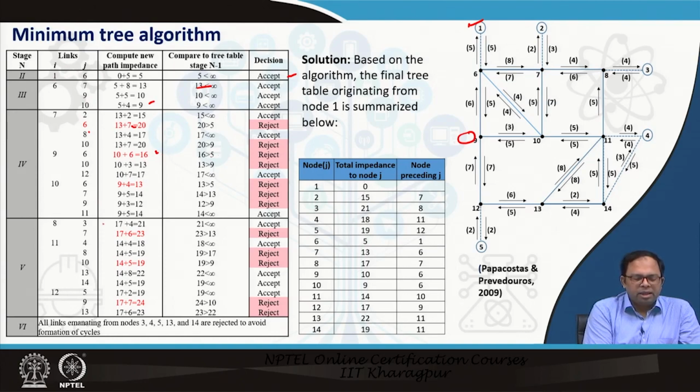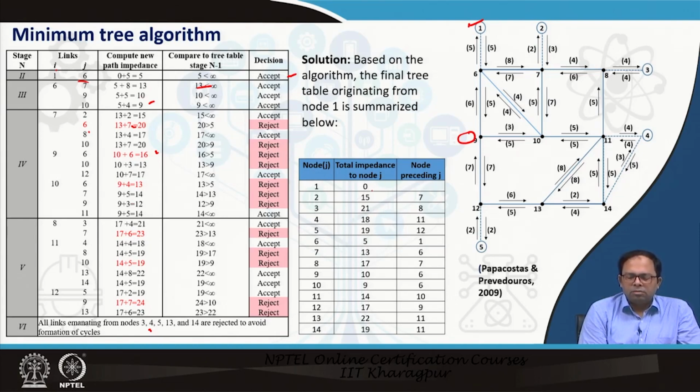So we keep on doing this, and at one point you will find that all links emanating from the final nodes 3, 4, 5, 11, 14 are rejected to avoid formation of cycles, and that is the point we will end. And from this particular tree we can actually write down the total impedances 1 to 6, 1 to 7, 1 to 9, 1 to 10, and so on. We will find that 1 to 7 is 13 over here, and 1 to 7 is 23 elsewhere. So obviously this one is better, so we keep that. And in that way we will choose the least impedances and we will create the tree table.